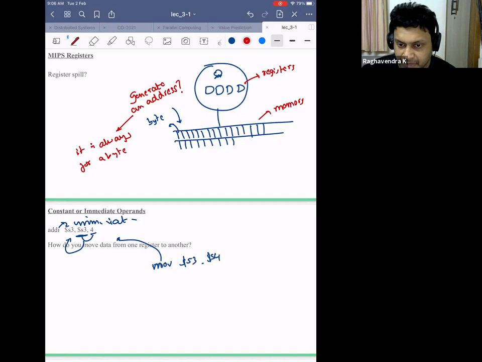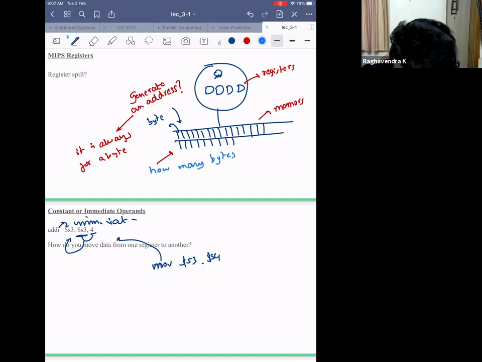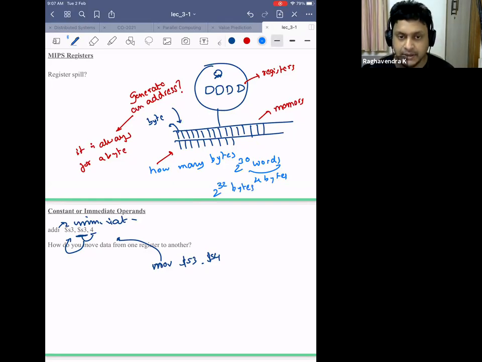So how many bytes are there here? We said there are 2 power 30 words. In this system, a word is 4 bytes. So there are 2 power 32 bytes. So you need 2 power 32 addresses. The memory system does not care whether you call a word 4 bytes or 8 bytes. It is least bothered about it. We say that the word is 4 bytes here, but the memory system doesn't understand that. For the memory, it is always a byte. So when I generate an address, it is for a byte. If I read, it is for a byte.